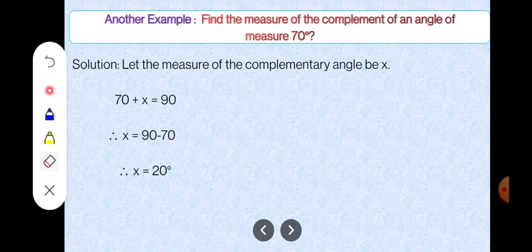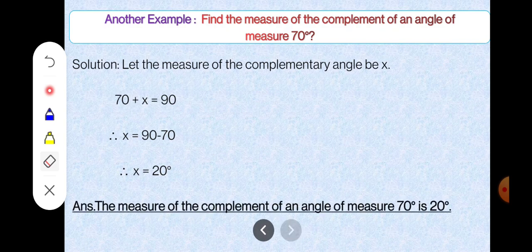Here we are taking all the numbers on one side and all the variables on the other side. Whenever any number goes to the right hand side or the left hand side of the equal sign, the sign of that number changes. Here 70 was positive. In the next step, when it went to the right side, it became negative. So 90 minus 70 is 20, and the complement of 70 degrees is 20 degrees.